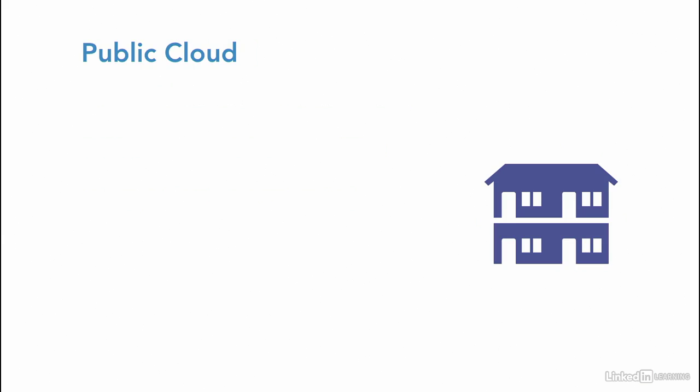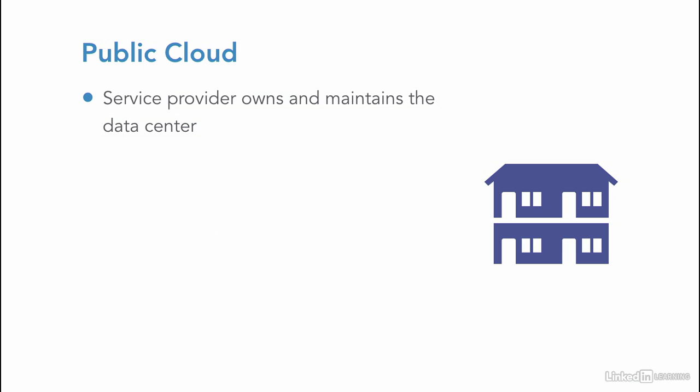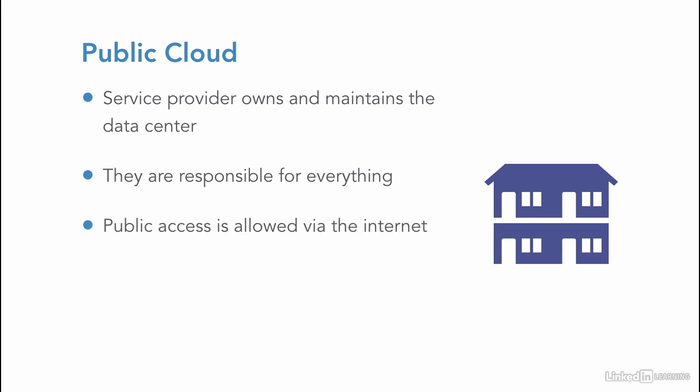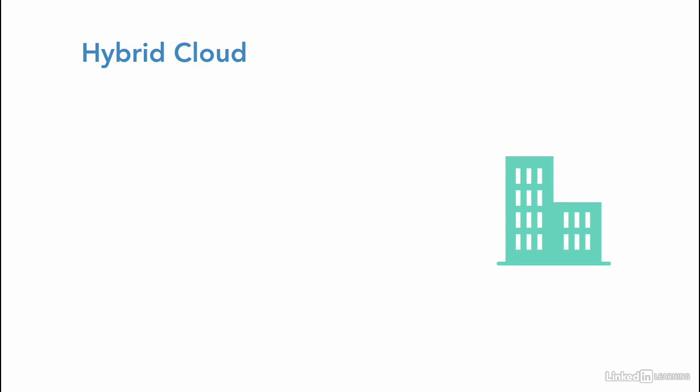The apartment model matches up to the public cloud model. The service provider owns and maintains the data center, and they are responsible for the hardware and software, building security, and the trained personnel. But the difference here is public access is allowed via the internet. Just like in an apartment building, you can have several tenants within that building. It's the same concept.